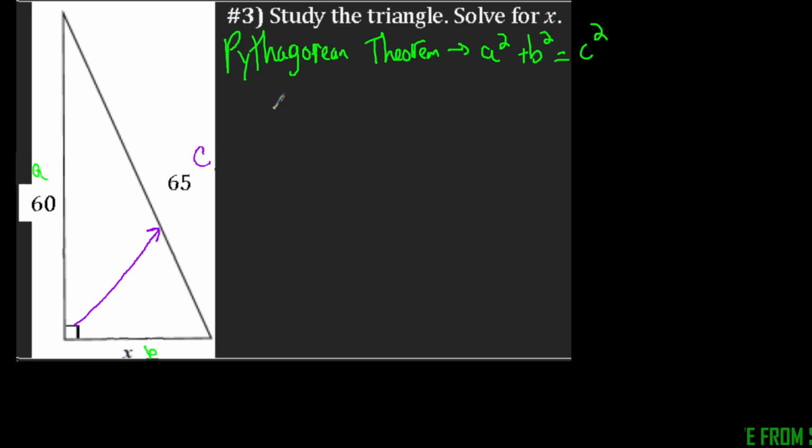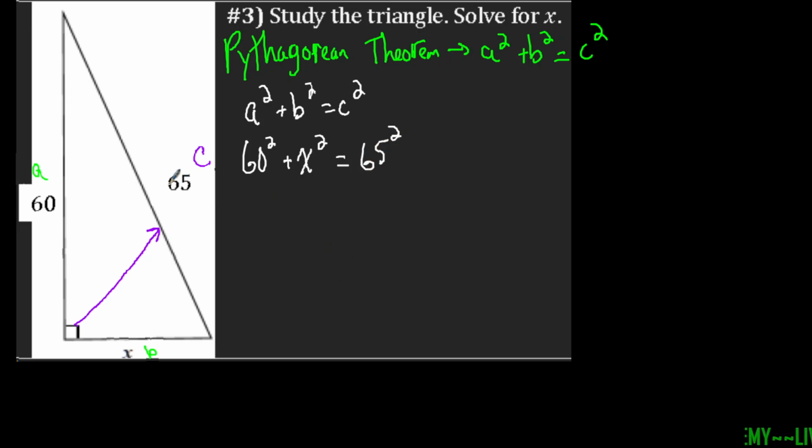So now I have my equation first. I'm going to say a squared plus b squared equals c squared. I'm going to substitute my values in for my variables. So I have 60 squared plus x squared equals 65 squared. And so I should get a number that is less than 65, since I know my hypotenuse is 65. That tells me that my legs have to be less than 65.